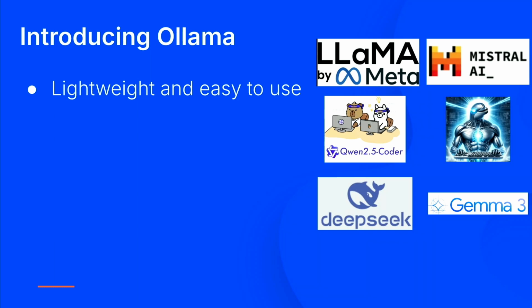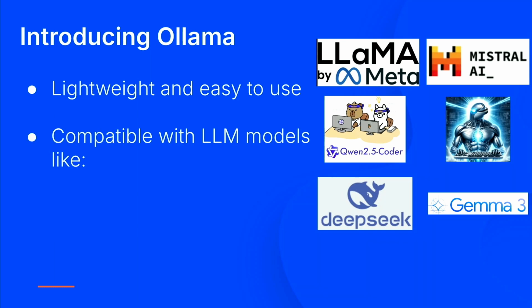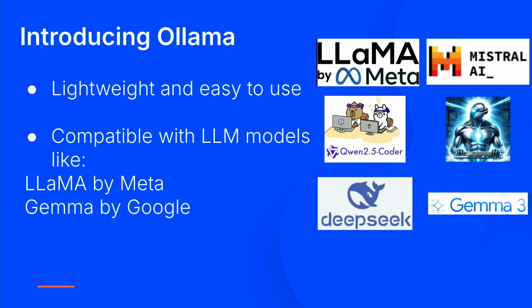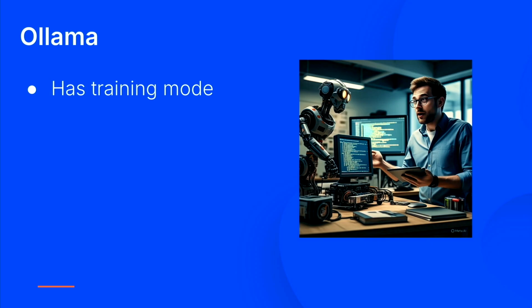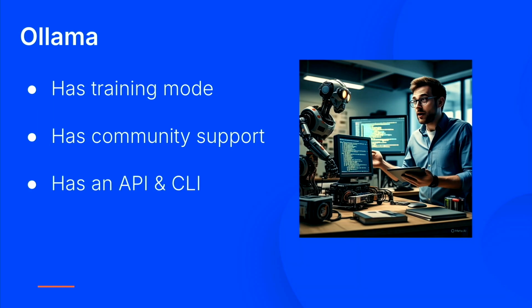Why do we want Ollama? Because it's lightweight and easy to use, and there are a lot of models that you can download easily, and a lot to choose from, like Llama by Meta, Gemma by Google, Qwen by Alibaba, DeepSeek from, I don't know, China, and a lot more. It also has the capability that you could train your model. And since it's open source, you have a supportive community. Same with WordPress, they have a growing ecosystem that supports each other, and it has an API and a CLI, so you could integrate it with your IDE.